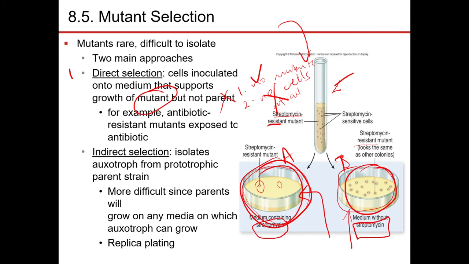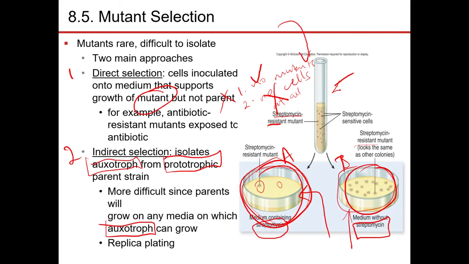Now, the next method that we can do is indirect selection. In indirect selection, again, you want to isolate the auxotroph, which is the mutant, from the prototroph, the parental wild type. Now, this is a little bit more challenging because unlike your direct selection method, in this method, whichever media supports the growth of your mutant will also support the growth of the prototroph. Because remember, prototrophs are the wild type cells that do not require any additional growth factors. They basically produce everything on their own, right?